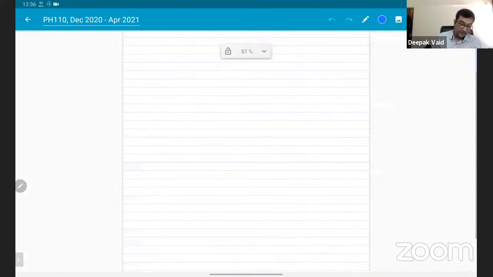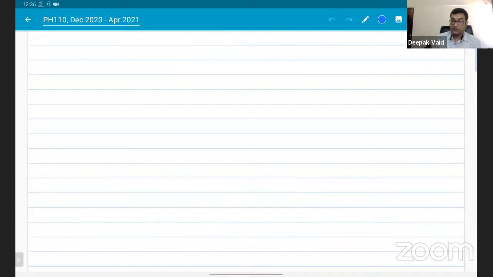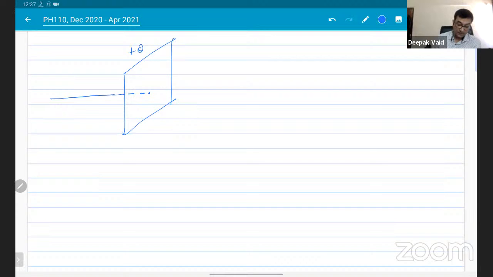So we can actually work out what happens to the magnetic field near the surface of some metal. So you have a conductor. This is our conductor. This is our positively charged sheet. There is a wire that is coming in, which is carrying current into this conductor. Now, there is a magnetic field here, so I'll draw it like this.